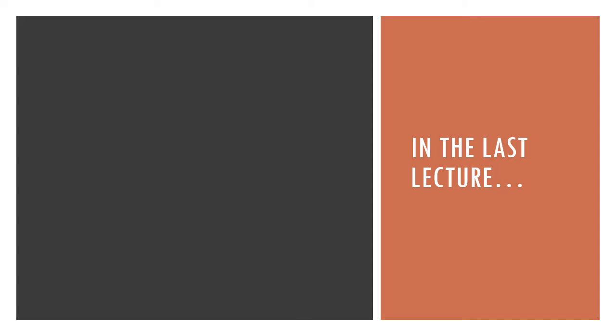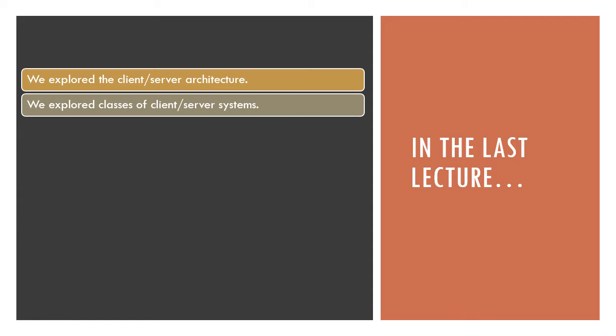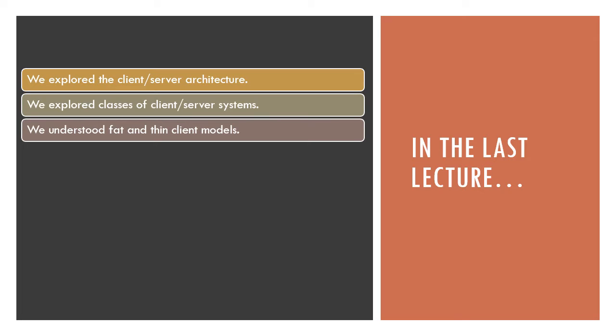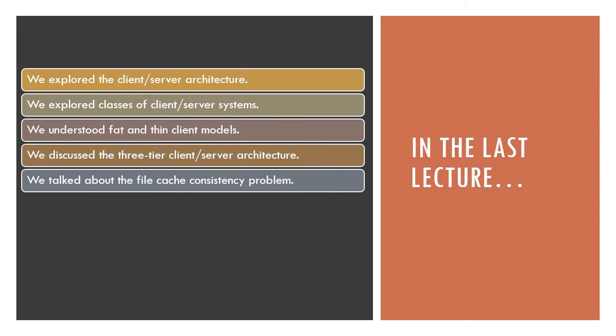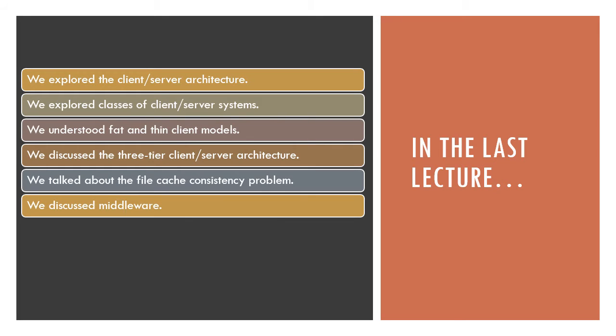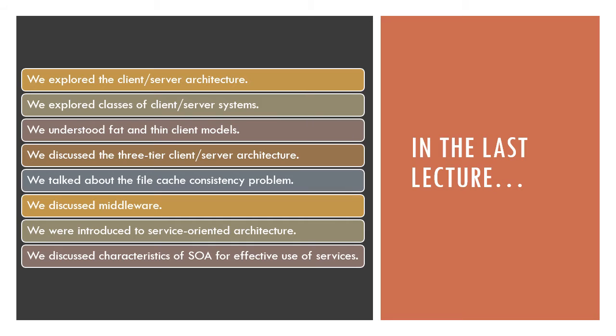In the last lecture, we explored the client server architecture. We explored classes of client server systems. We understood fat and thin client models. We discussed the three-tier client-server architecture. We talked about the file cache consistency problem. We discussed middleware. We were introduced to service-oriented architecture, and we discussed characteristics of service-oriented architecture for effective use of services.